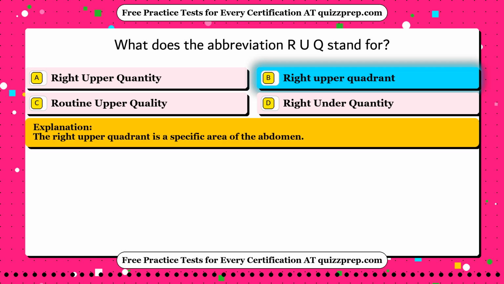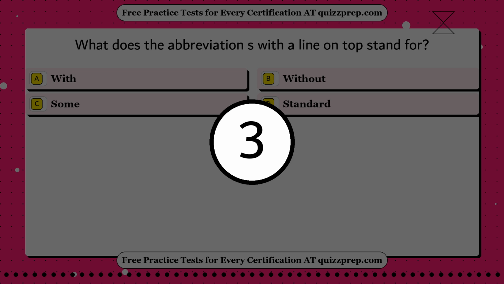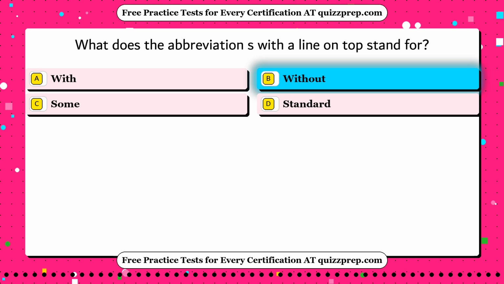The right upper quadrant is a specific area of the abdomen. Question 113. What does the abbreviation S with a line on top stand for? Option A, with. Option B, without. Option C, some. Option D, standard. The correct answer is option B, without.